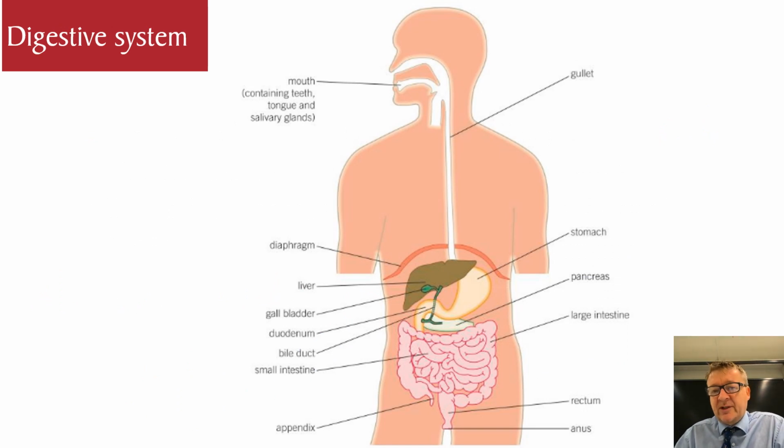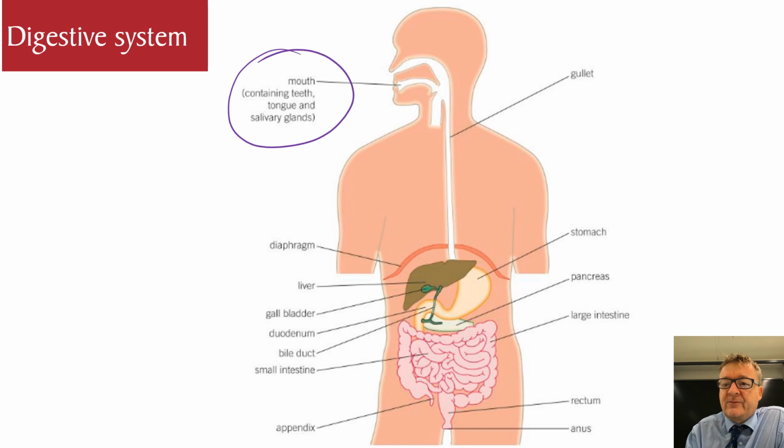Right, so what I'm going to do on this one is go through the digestive system, going from top to bottom, if they're the appropriate phrases for it. So, start off with the mouth, and then the gullet. Now, I don't like the word gullet. I like esophagus.